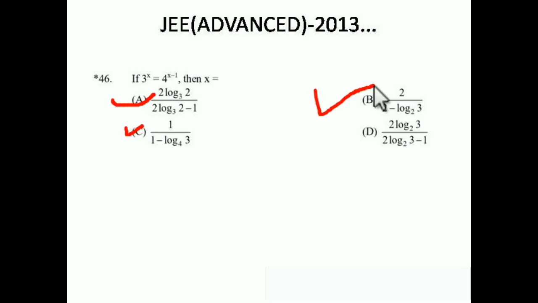See, in Advanced, multiple choice questions are there, so we have to check each and every option. Before solving the question, we have to check all the options and what is given in the options, and we have to apply the formula based on the options.